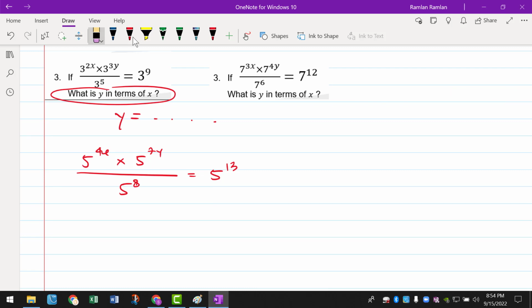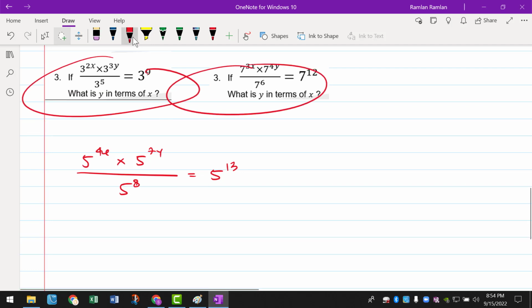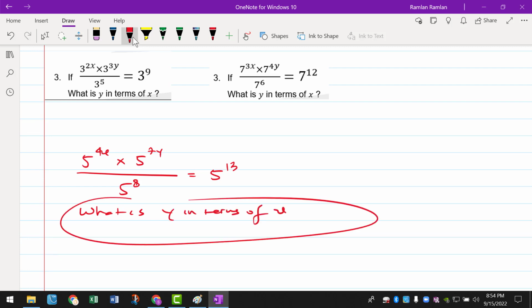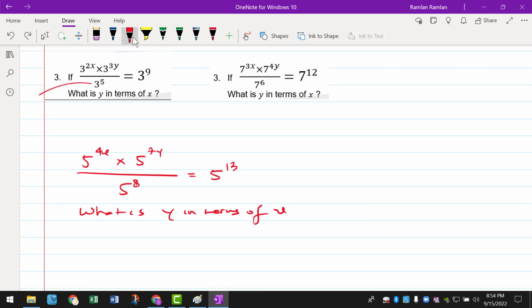something. Then again, instead of answering these two questions, I'm going to make my own new question, and then this one over here. So the question for this one is, what is y in terms of x? So the same thing, I'm going to do the same question like this one.